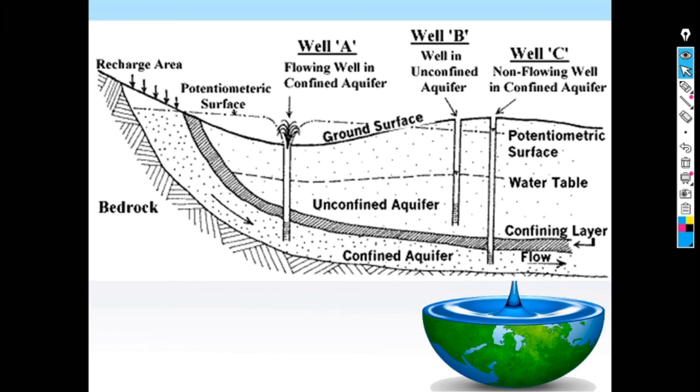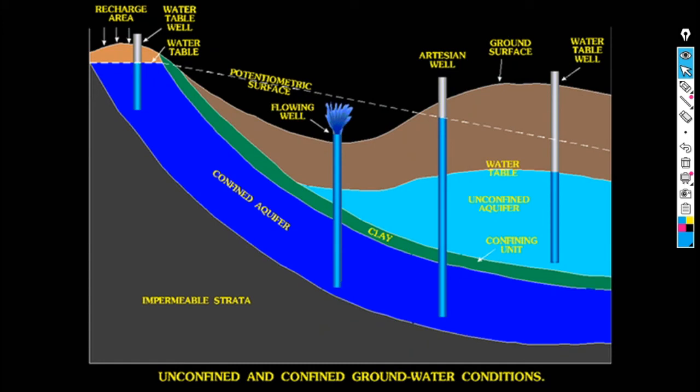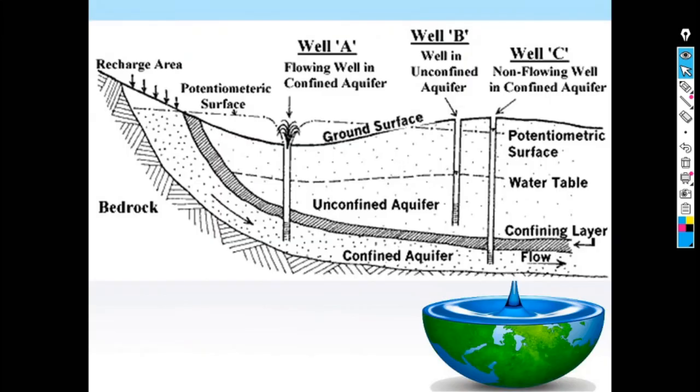There is a place in France which had much of confined aquifer, and n number of wells were drilled over there. That's why the name Artesian. Artois was the place, and the name came from there as an artesian well.